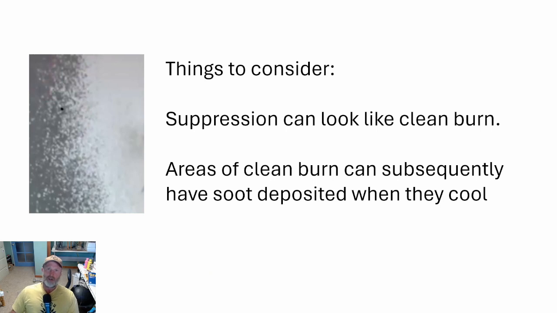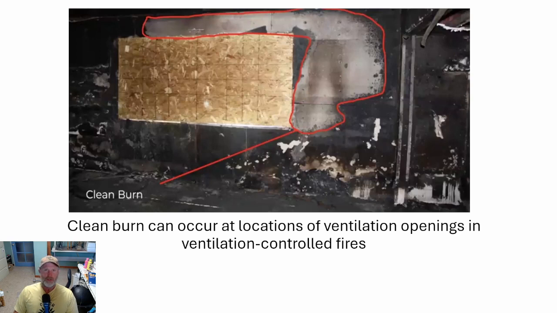So things to consider, this is a snipping from the former image, and it shows just a portion of it. This portion was influenced by suppression. So the very nature of taking a hose stream and putting a fire out, it's going to wash soot away. So even though the former image did show clean burn on the periphery, this clearly has indications of suppression biasing that clean burn.